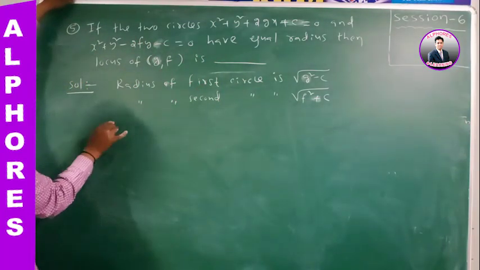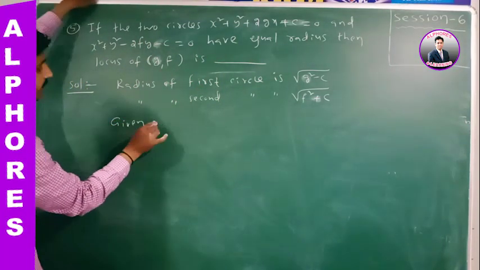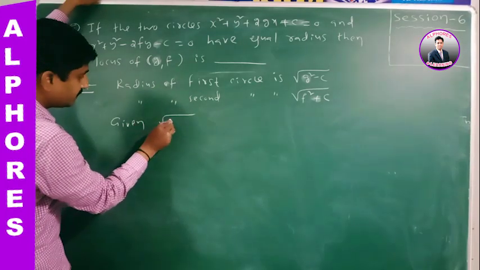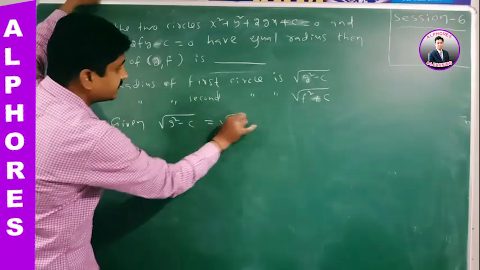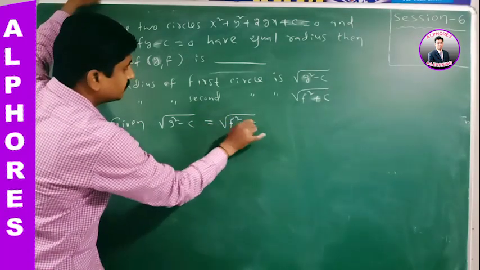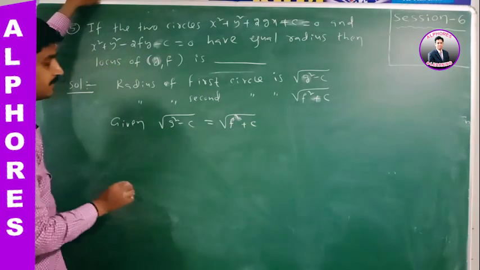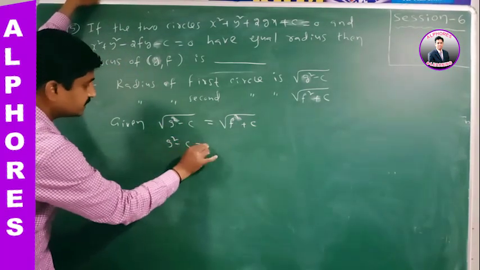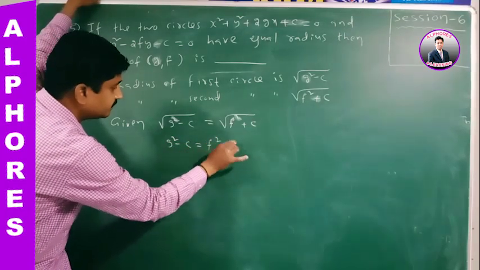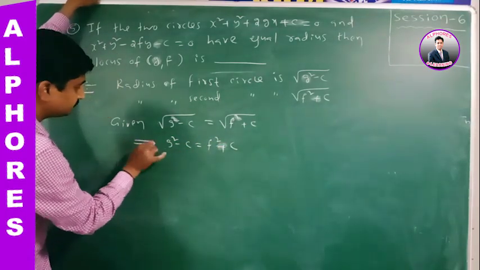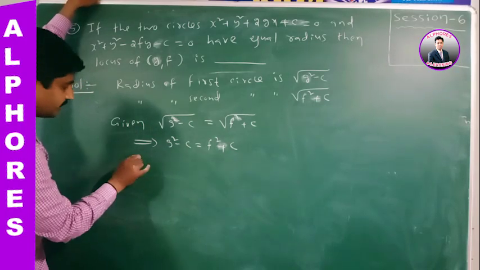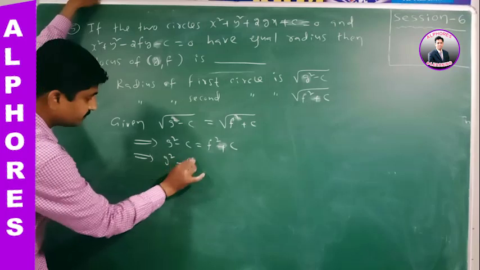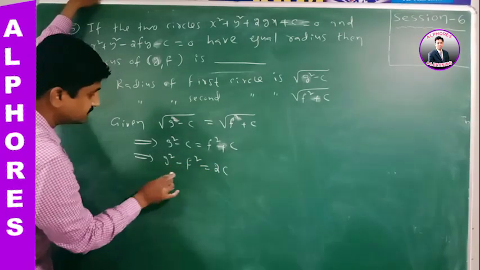Alright. In the question, these two have equal radius. Therefore, under root of g square minus c equal to under root of f square plus c. Now simplify this. Squaring on both sides, g square minus c equal to f square plus c. Next step, g square minus f square equal to 2c.